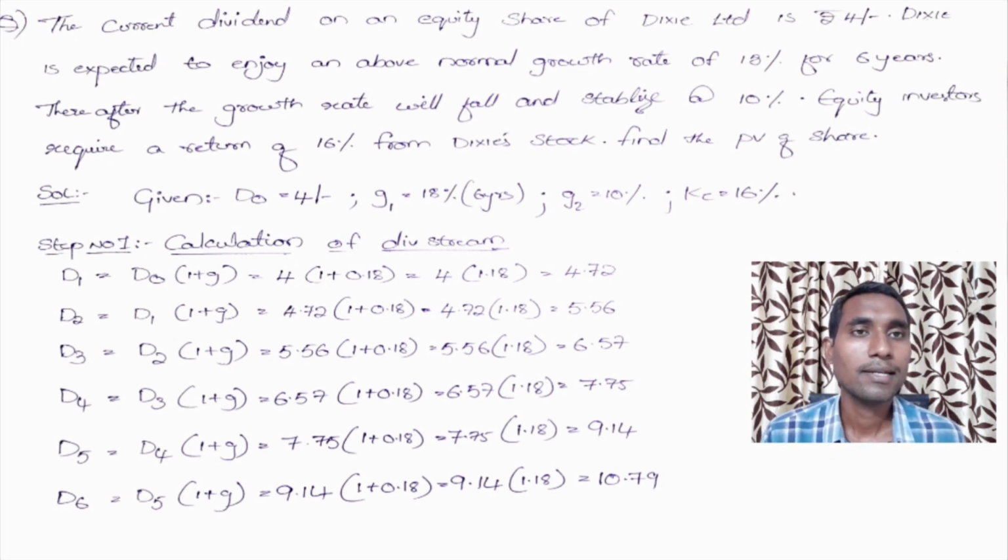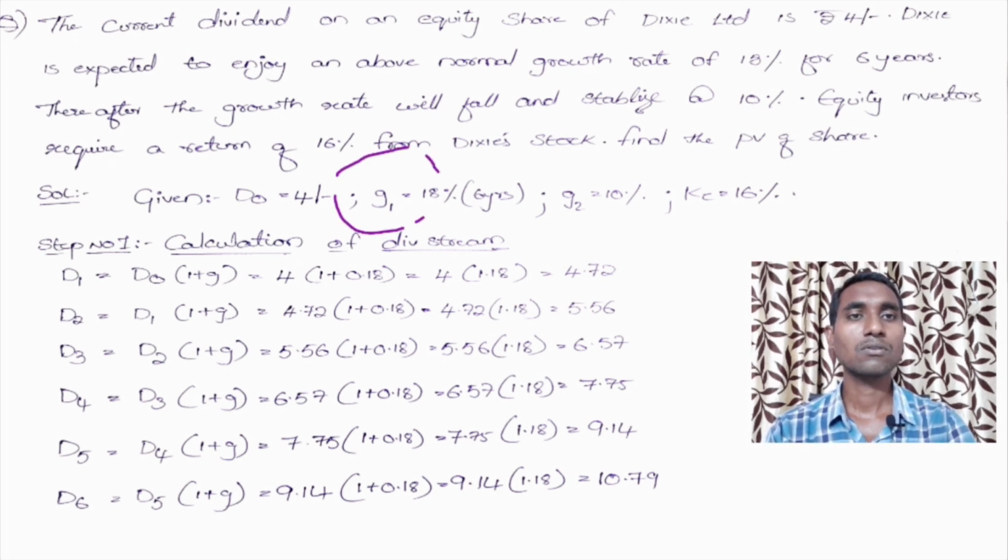So one growth rate is 18%. The first growth rate is called the supernormal growth rate, which is for 6 years, and the second growth rate is the normal growth rate, which is 10%. Now we know in the multiple growth rate model, we calculate the value of the equity share using a series of sequential steps. The first step is calculation of the dividend stream. This dividend stream is calculated for the supernormal growth period.